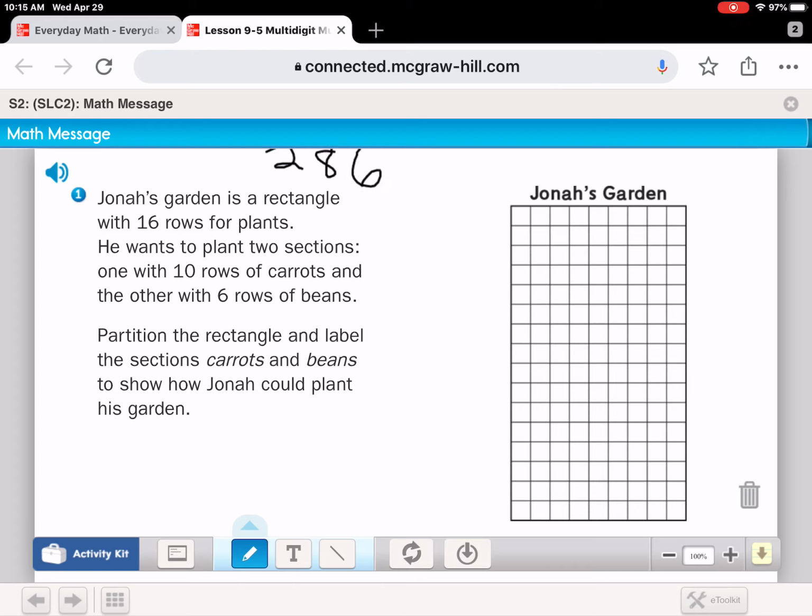286. It says, Jonah's garden is a rectangle with 16 rows for plants. He wants to plant two sections, one with 10 rows of carrots and the other with 6 rows of beans. Partition or break apart the rectangle and label the sections carrots and beans to show how Jonah could plant his garden. And there's a picture of Jonah's garden on the page.